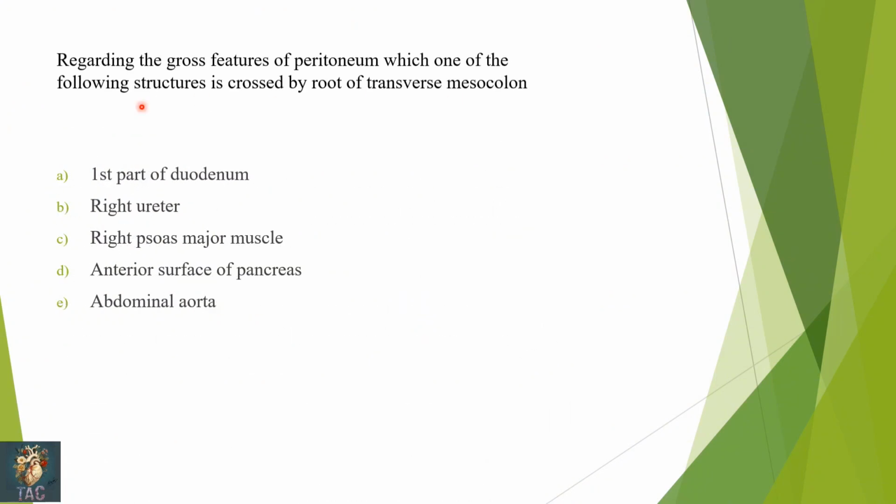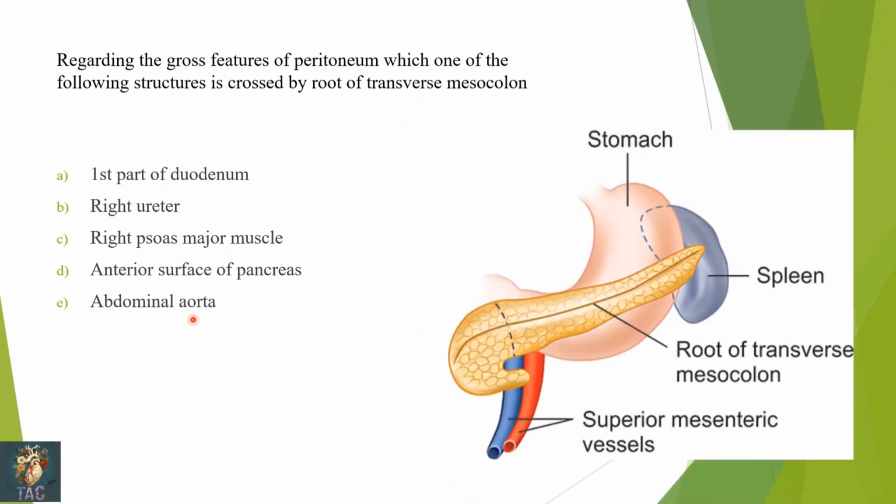Next is regarding the gross features of the peritoneum. Which one of the following structures is crossed by the root of the transverse mesocolon? First part of duodenum, right ureter, right psoas major, anterior surface of the pancreas, or the abdominal aorta. So look at this diagram. This is the root of the transverse mesocolon, and the structure which is present behind it is the pancreas. So this is the answer.